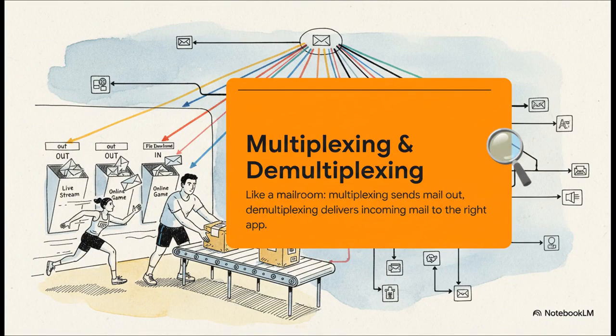Okay, so here's the core idea. Imagine your computer's IP address isn't a single house, but a giant apartment building. All of your apps, Zoom, Spotify, your web browser, are different apartments. Now, multiplexing is just all those apartments sending their mail out through the one main door. Easy enough. But the real magic, the tricky part, is demultiplexing. That's when a flood of mail comes into the building, and something has to act like a mail carrier, read the apartment number on every single letter, and make sure it gets to the right place.